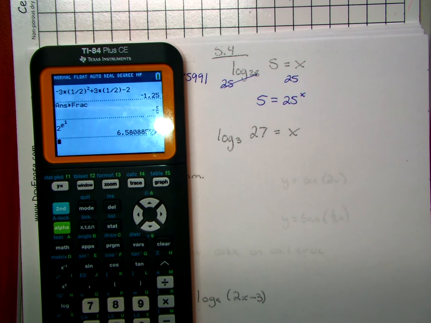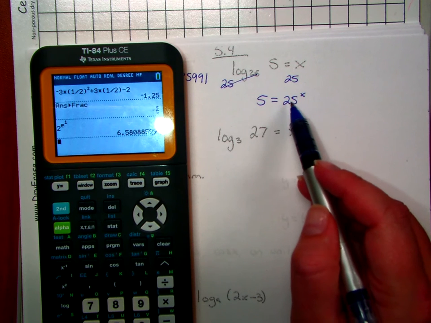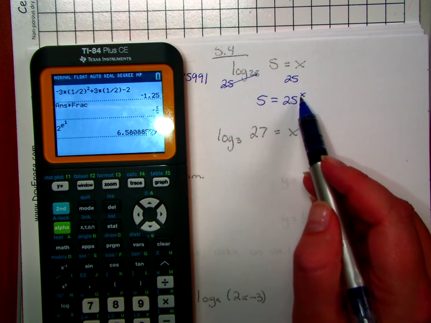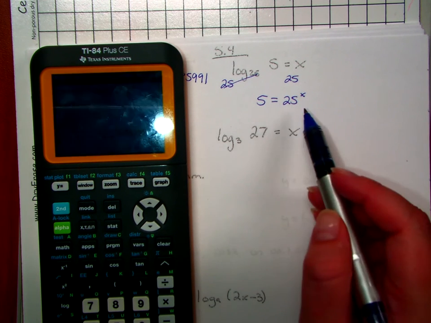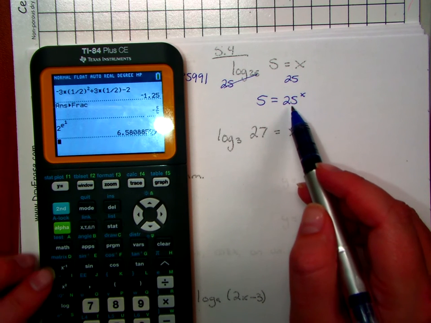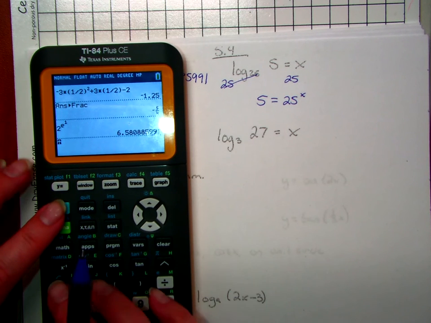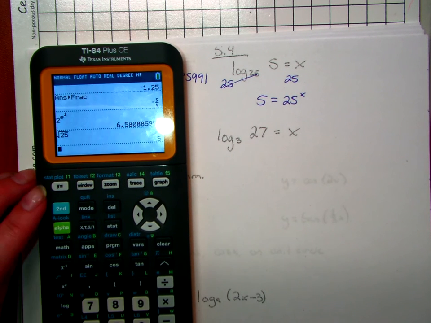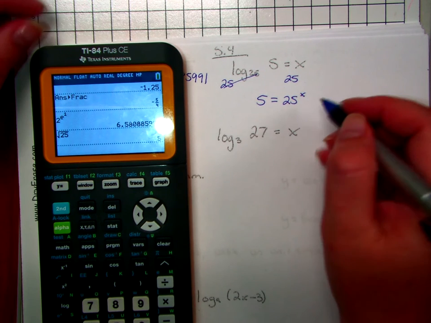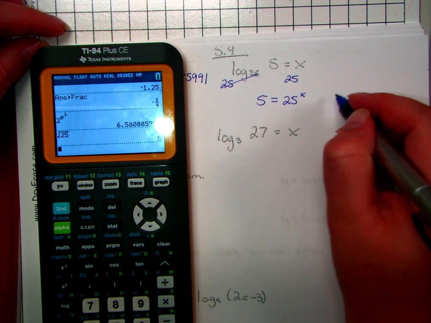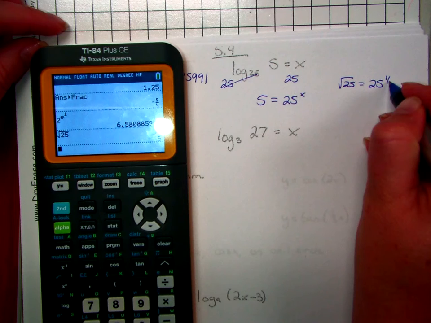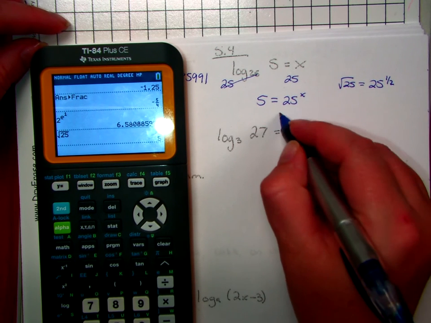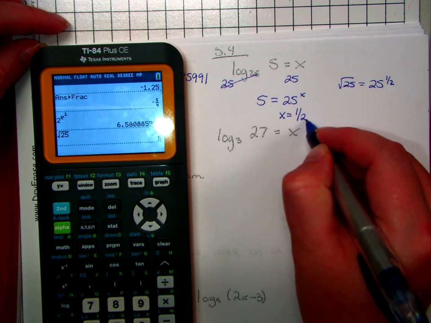So here's where you have to remember what the powers do. What power do we need to raise 25 to get to 5? We know if we divide 25 by 5, we'll get 5, but there's another way. We also know that the square root of 25 is 5, and the square root is the same thing as 25 to the 1/2 power. So here the answer would be 1/2.